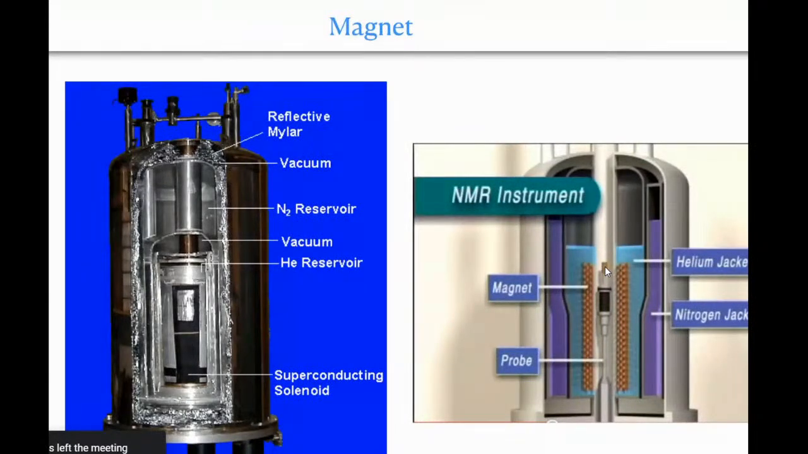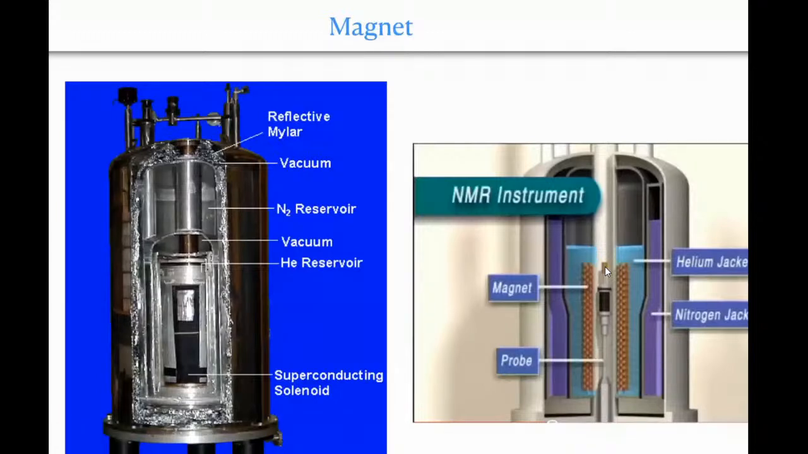This is again the actual spectrometer and what it is made up of. You see all this silvery stuff. These are all reflective to reduce the thermal heat getting inside, because helium is very expensive. You don't want to fill it every day. Liquid nitrogen, on the other hand, we have to fill every week, which is less expensive compared to liquid helium. Liquid helium, we fill every 3 or 4 months.